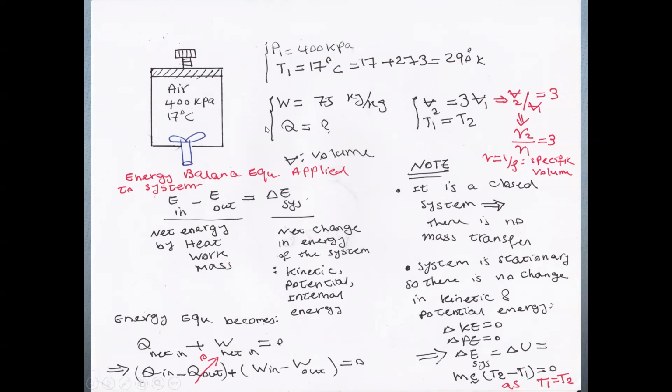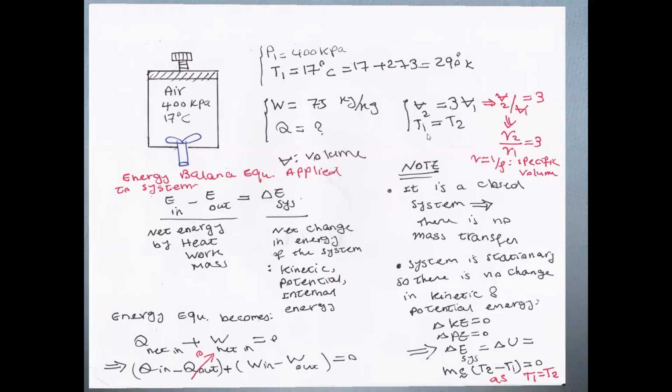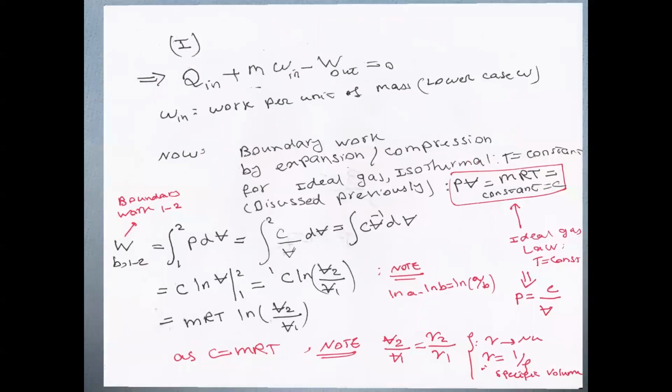And also heat is being transferred, which is to be determined. Heat is being transferred until the volume is triple the initial volume. So V2 is 3 times V1. Meanwhile, during this process going from state 1 to state 2, we maintain a constant temperature.